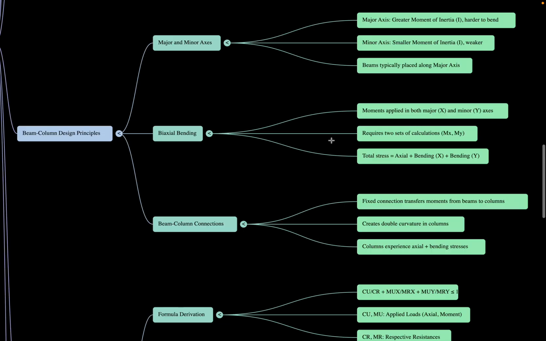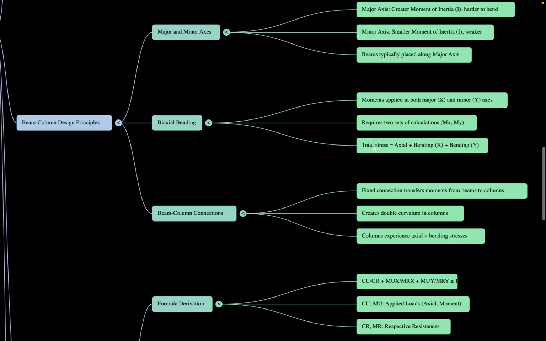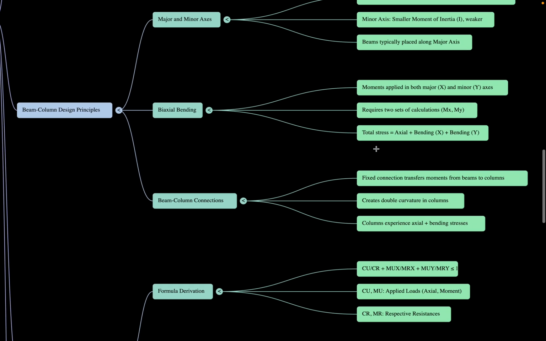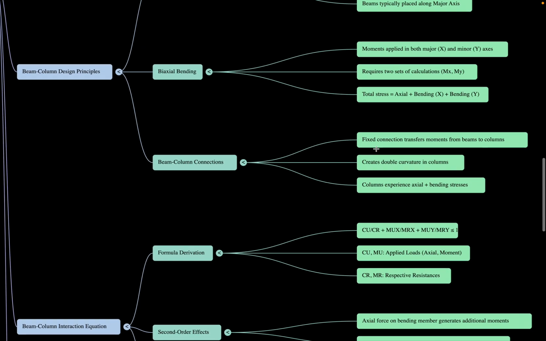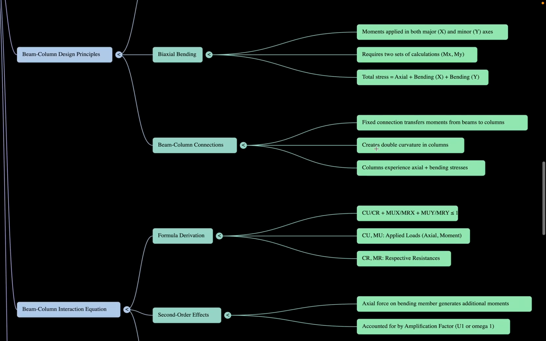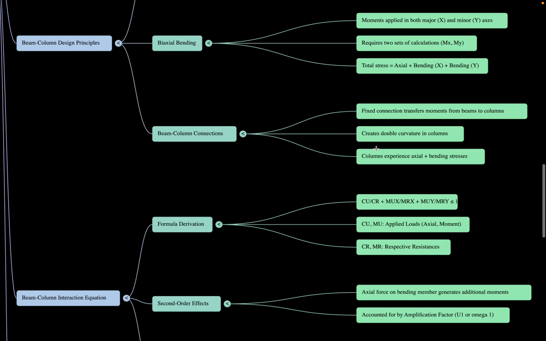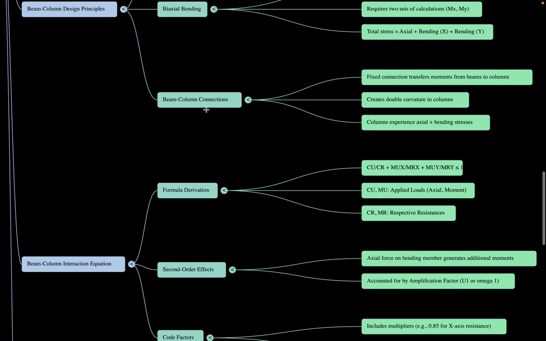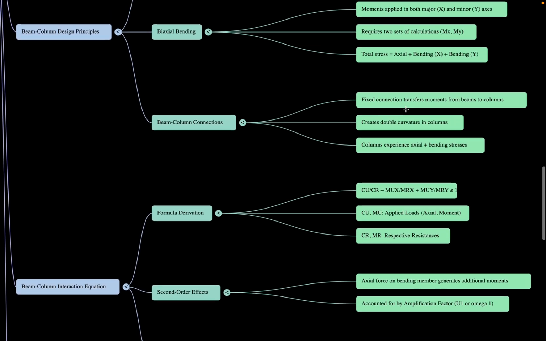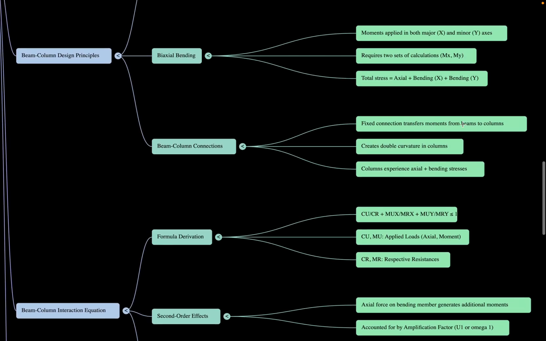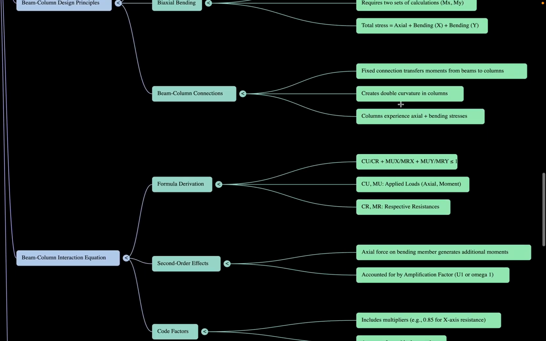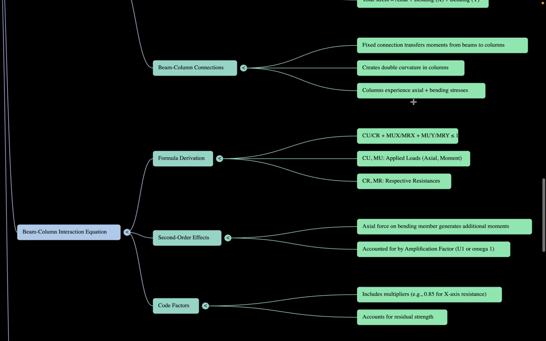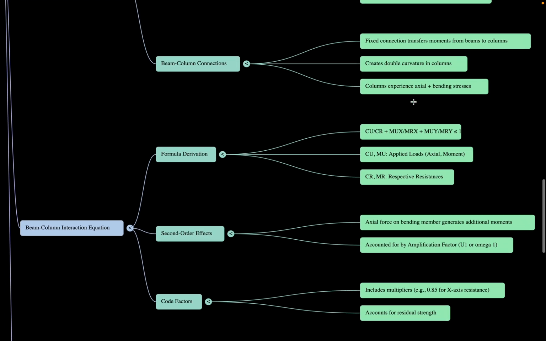We also spoke about biaxial bending, where moments are applied about both the major and the minor axes, which requires two sets of calculations, Mx and My. We also spoke about the total stresses on the beam column, which are axial stress and bending stress in the x and y directions. We also spoke about the beam column connection. If we have a fixed connection, it transfers moment from the beam to the column, and we might have double curvature. The column experiences both axial loading and bending.